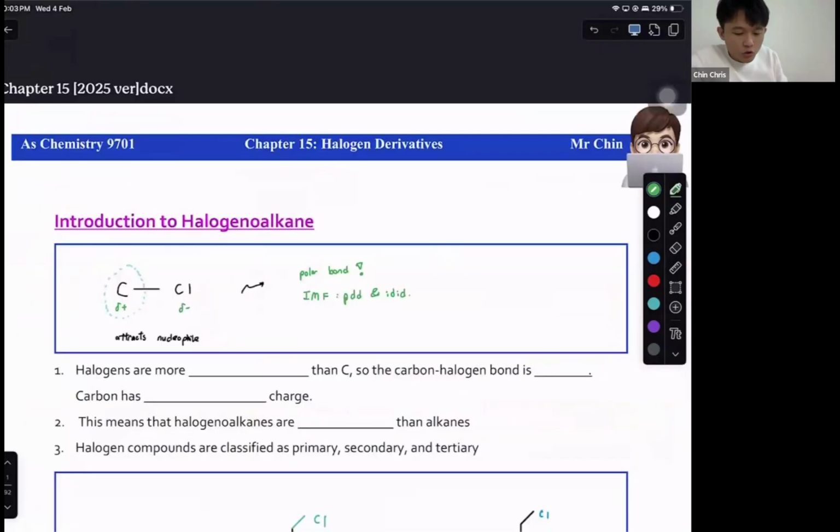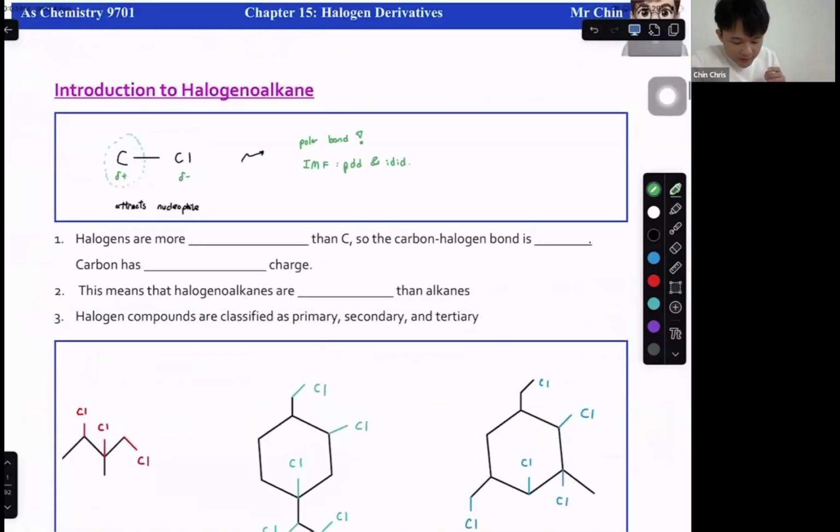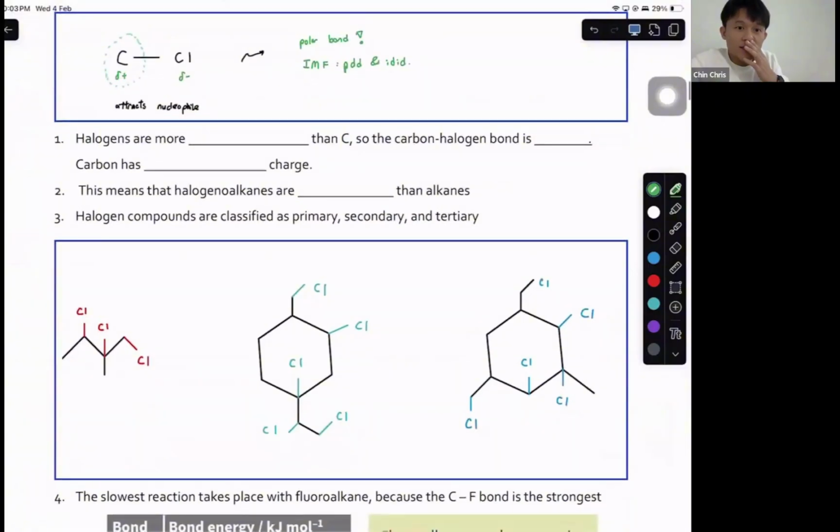Alright, I just updated this note to the 2026 variant. Oh my god, damn nice. I love this note. Alright guys, next.